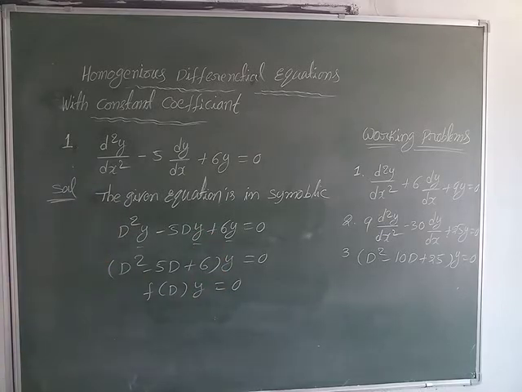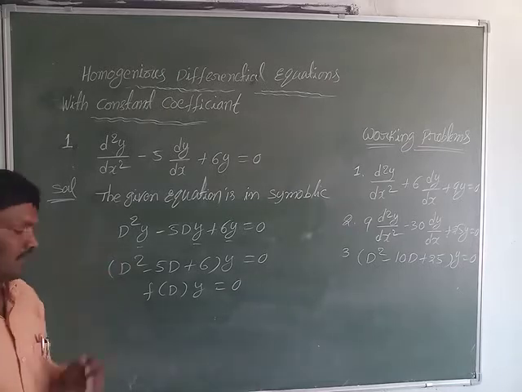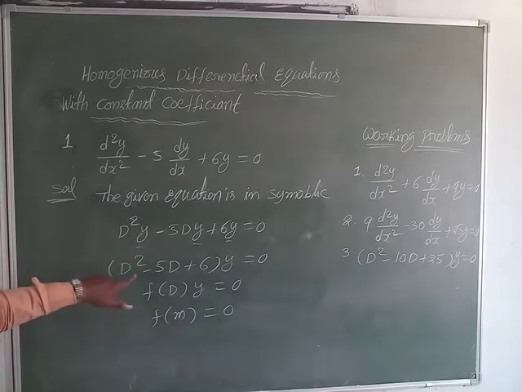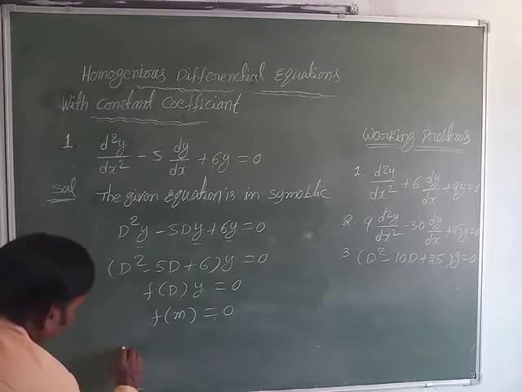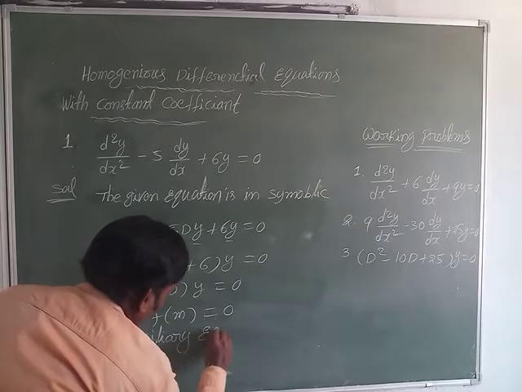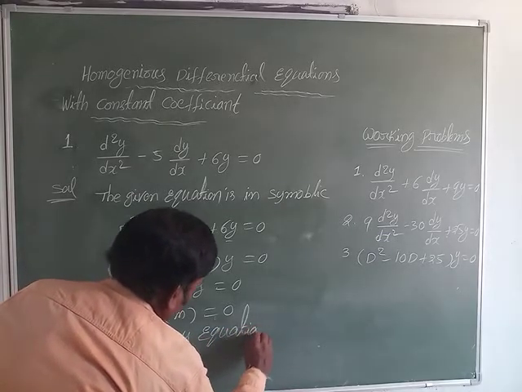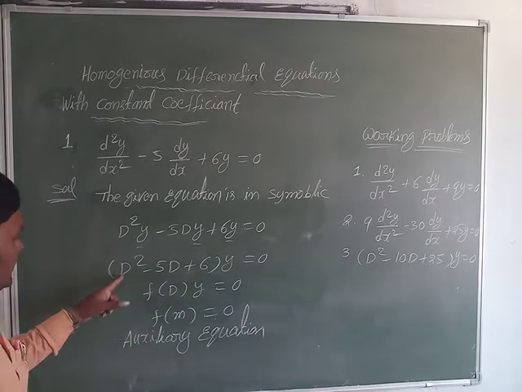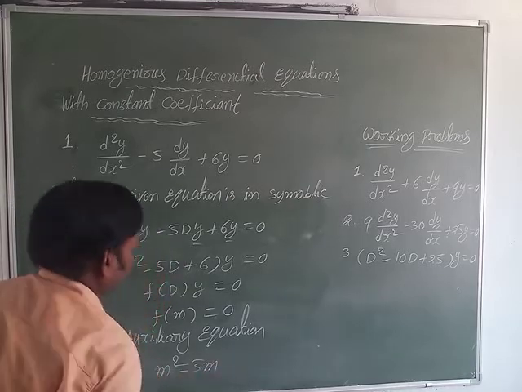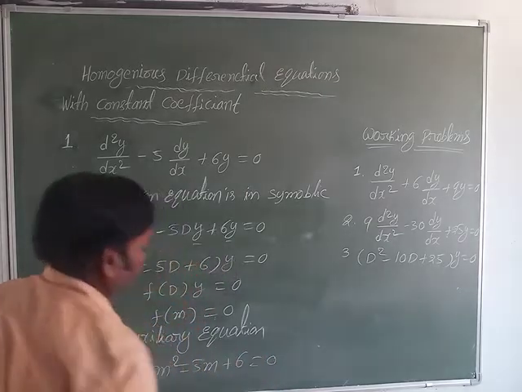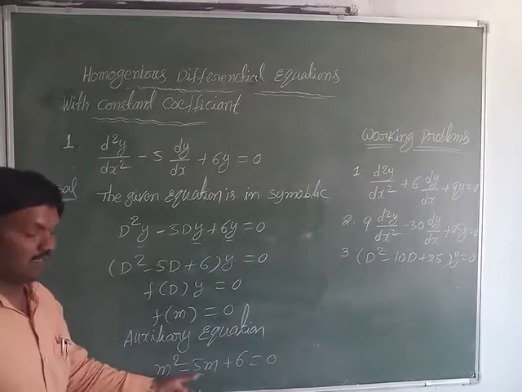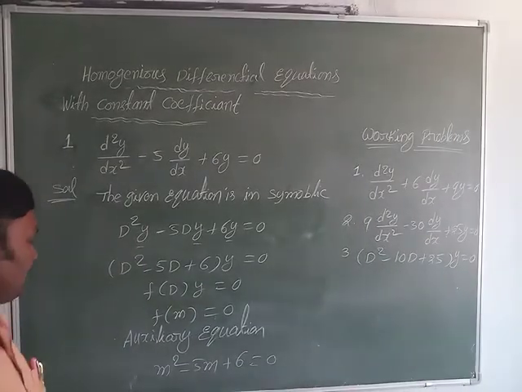Next we will go to another step, that is the auxiliary equation of the quadratic equation, f of m equal to 0. Now we will change the equation into the auxiliary equation. It changes into m square minus 5m plus 6 equal to 0. This is f of m equal to 0. This is the auxiliary equation. Now we will find the values of m.